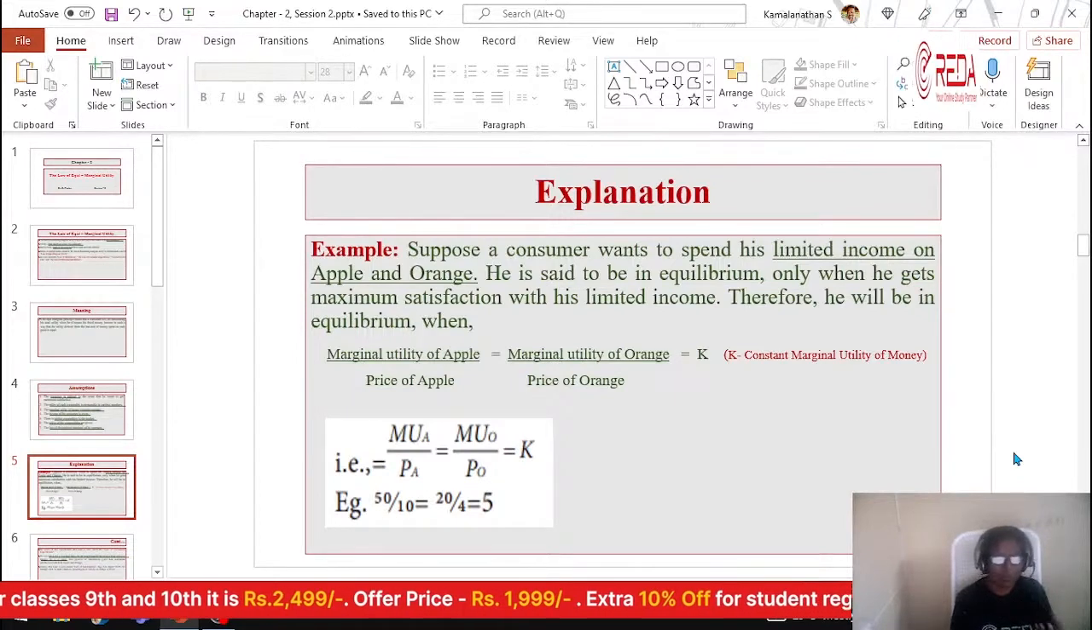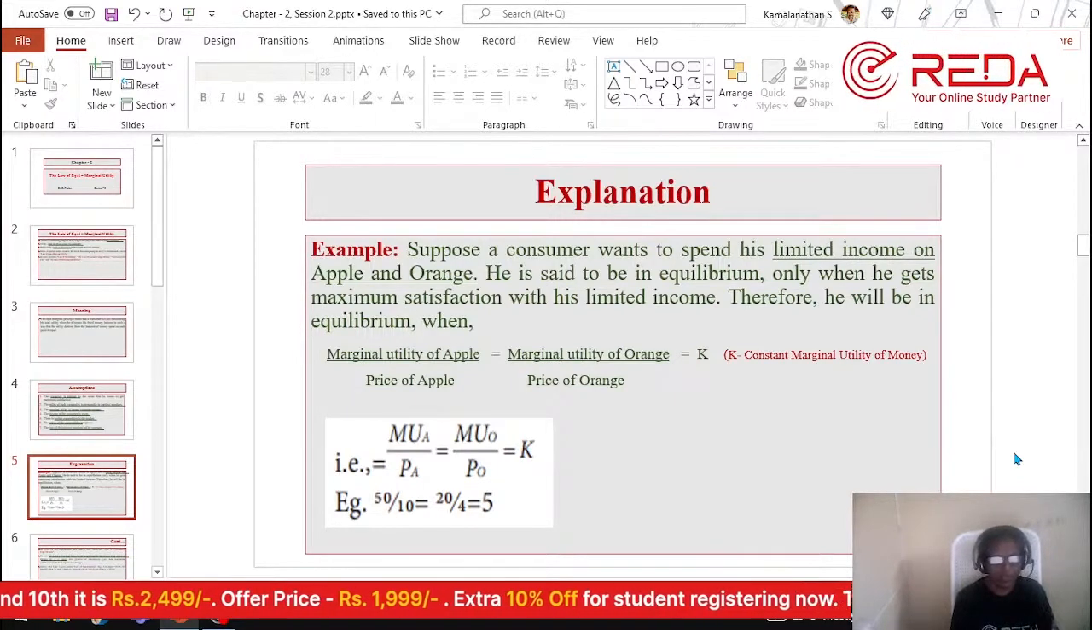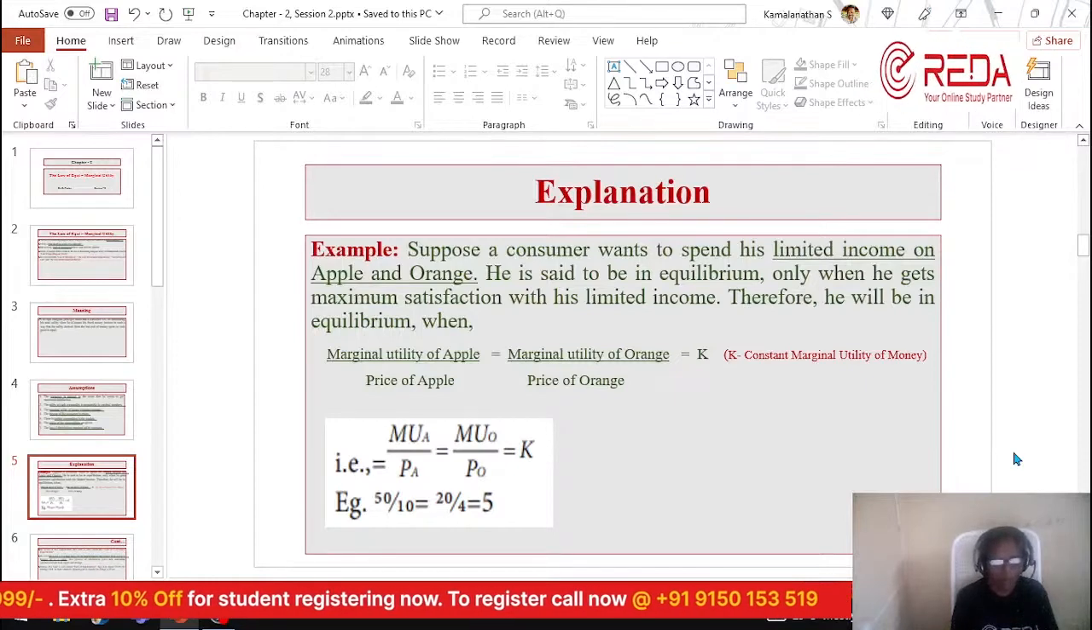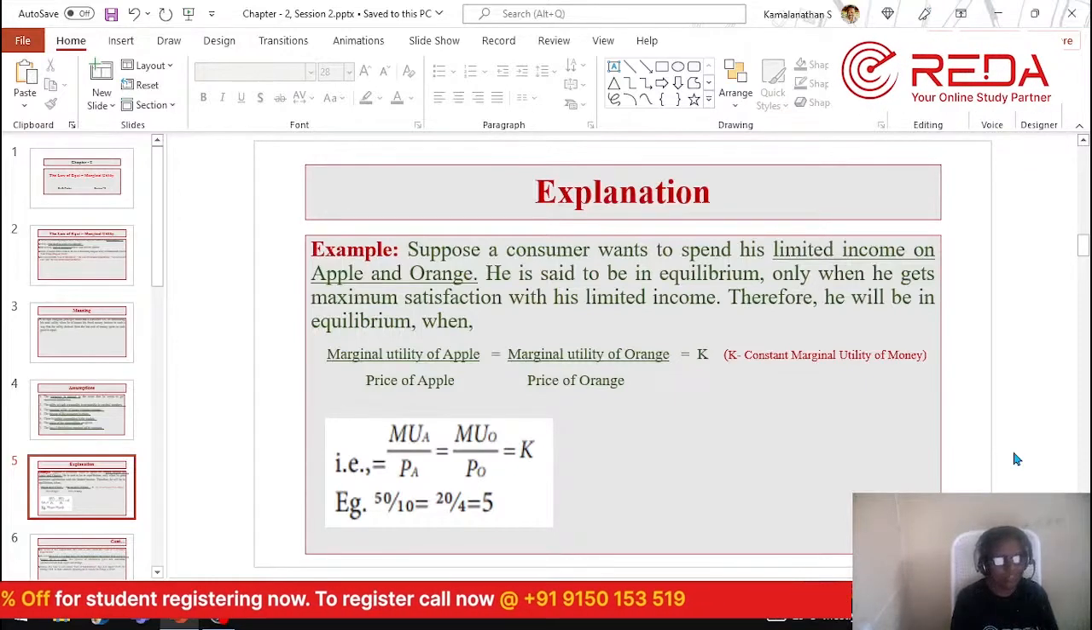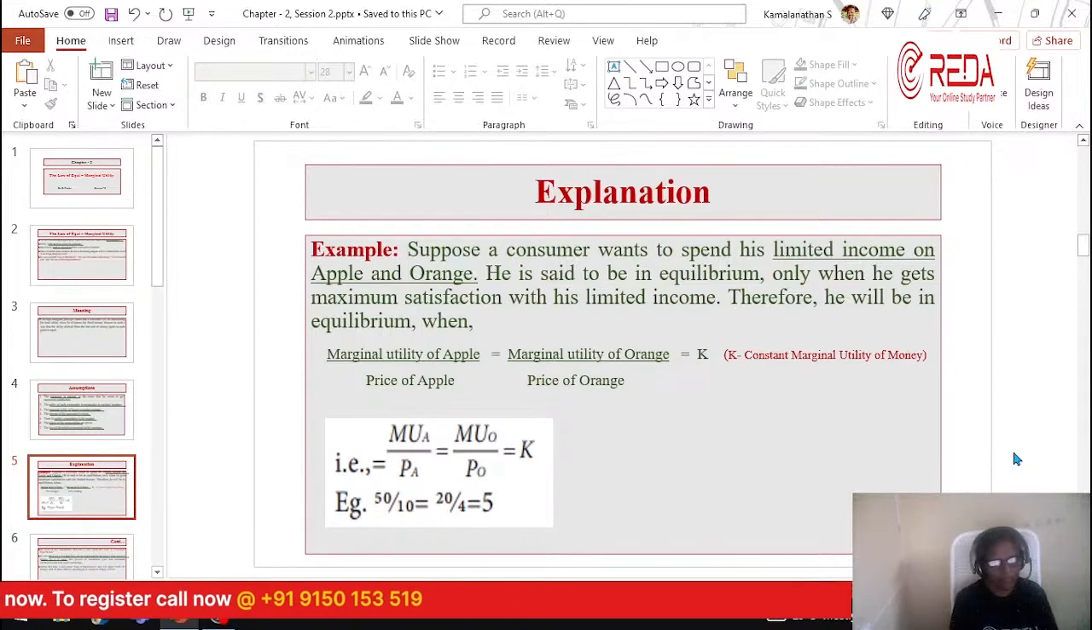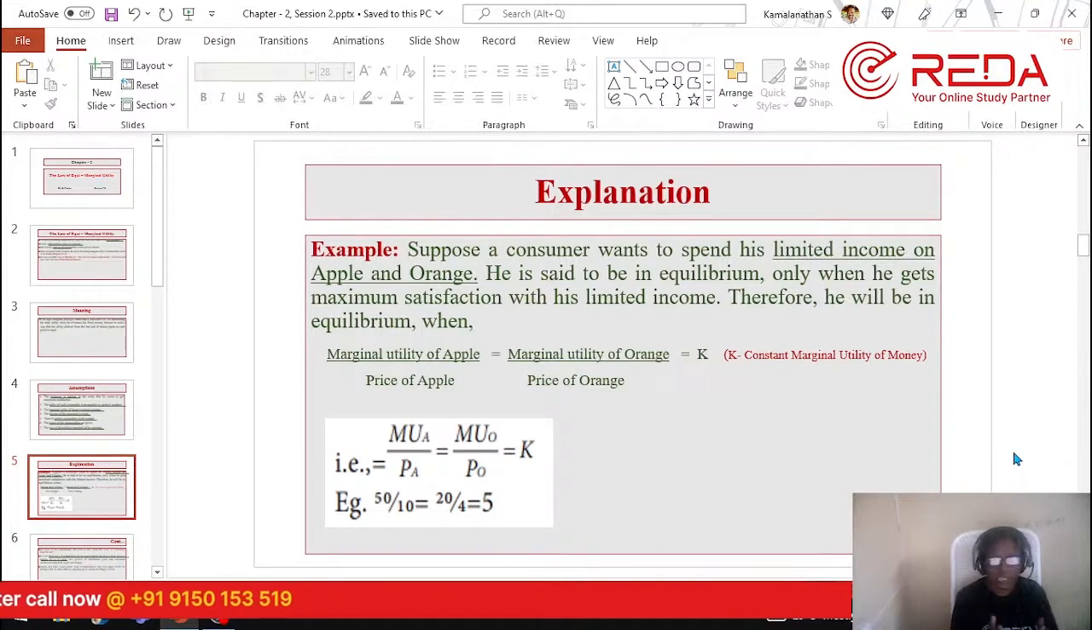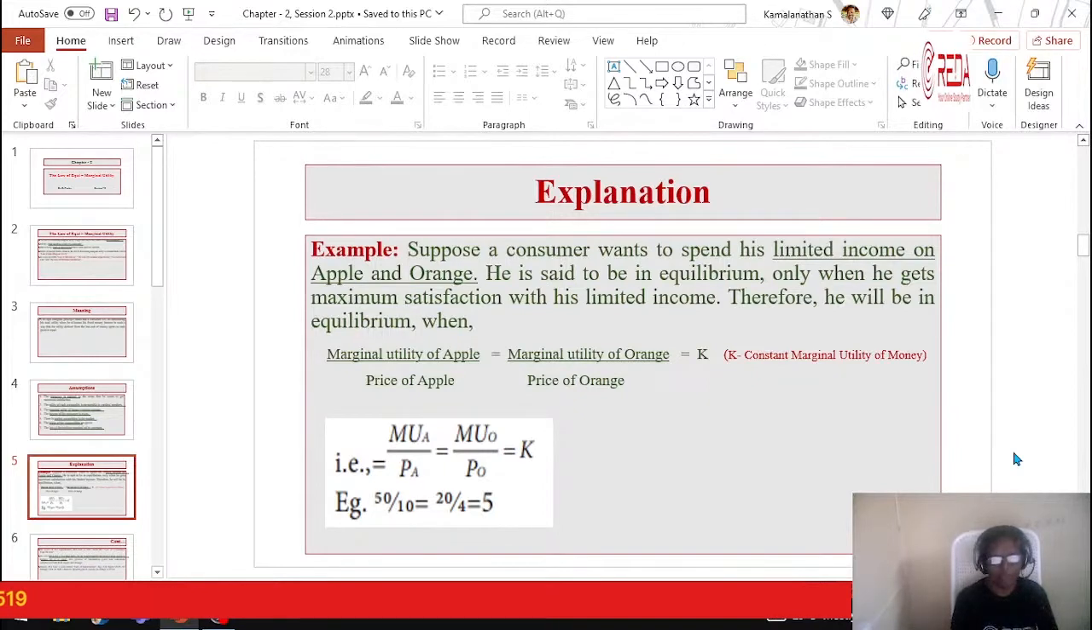The quantity may be different, but the marginal utility has to be the same at one point. That point we call the law of equimarginal utility. It is equal to K. K is nothing but the constant marginal utility of money.